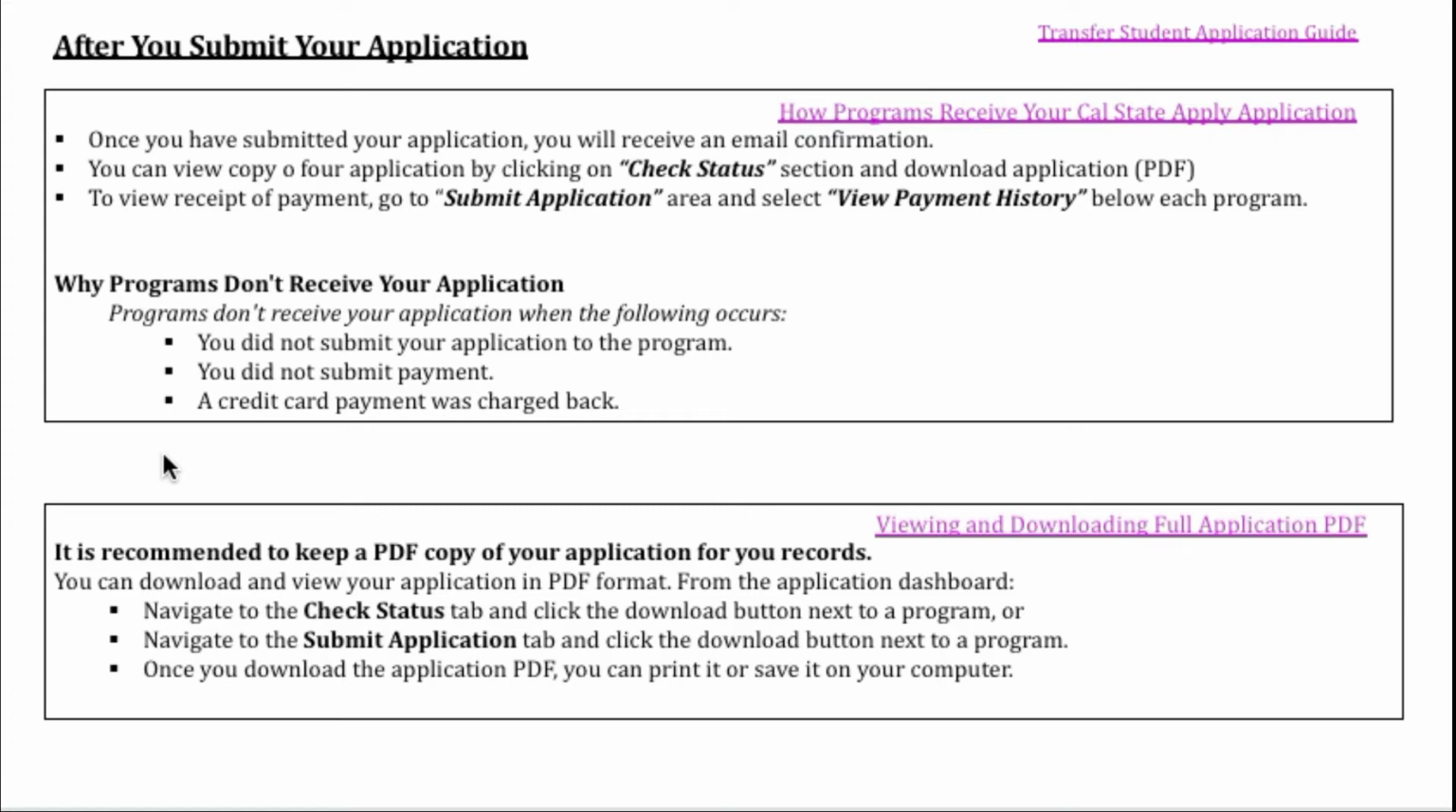And then in terms of going in and downloading a PDF, it is recommended that you do that just so you have a copy of your record and know exactly what you told the schools when you filled out your application. So you can do that and download it as a PDF and save it to your computer. All of this information can be found in the Transfer Student Application Guide in the CalState Apply Help Center.